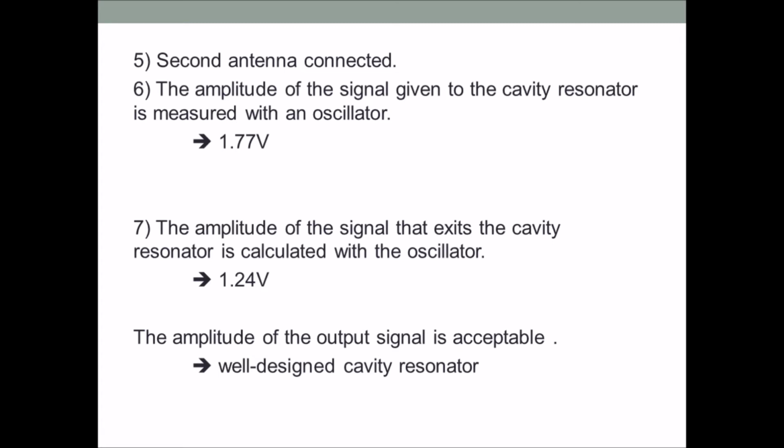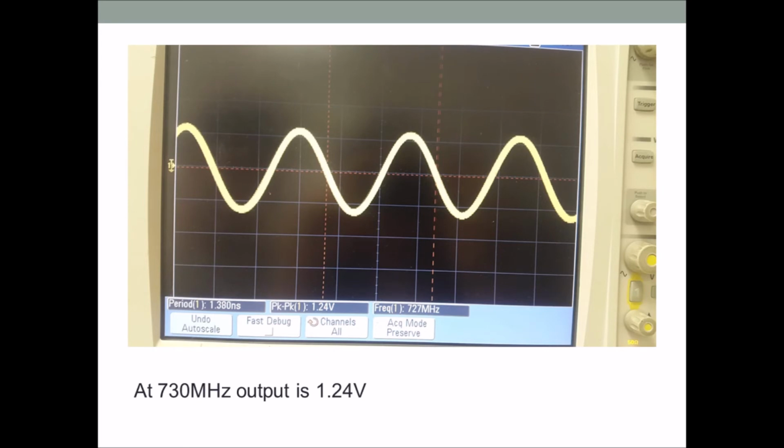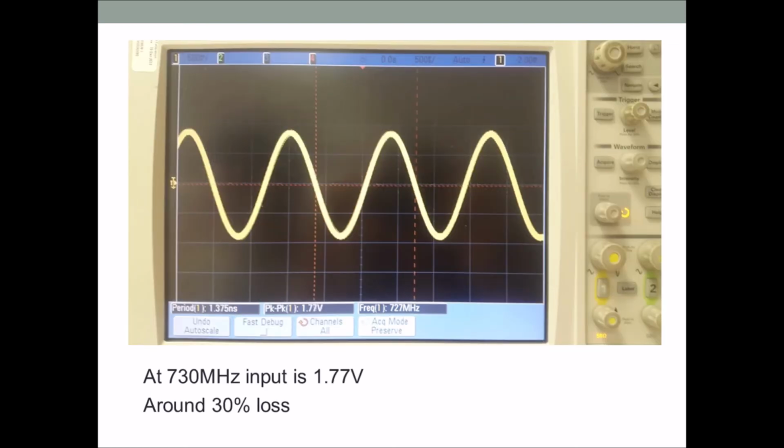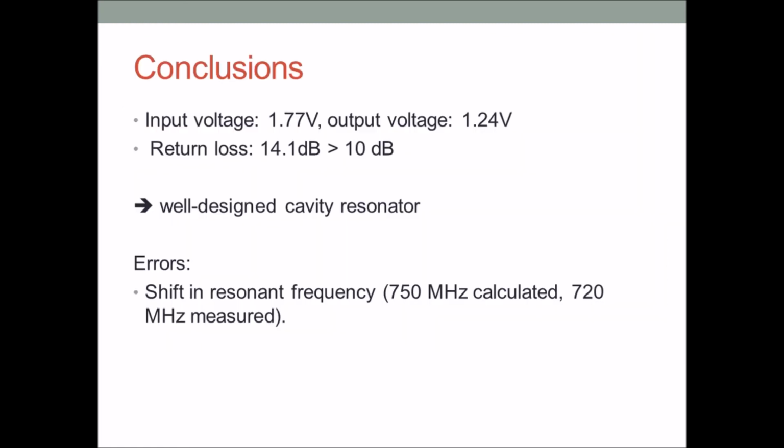So then I connected the second antenna to the cavity resonator and the signal generator and measured the output. It was around 1.24 volts. And the input was also measured by directly connecting the network analyzer to the signal generator, and it was around 1.77 volts. So there's around 30% loss, which is acceptable. And to conclude, the cavity resonator works properly with the required return loss and acceptable loss at the output.